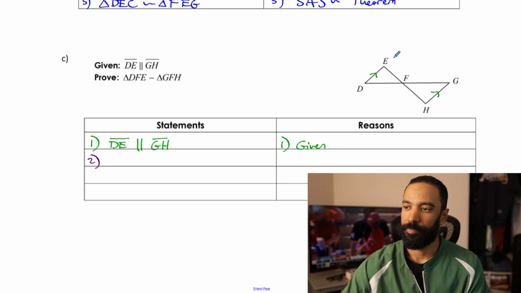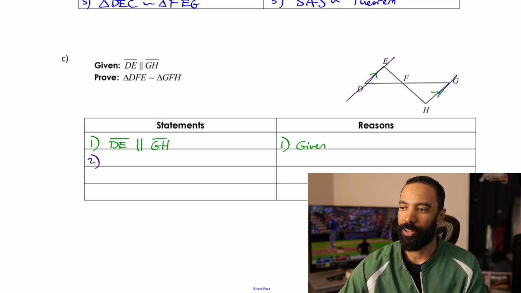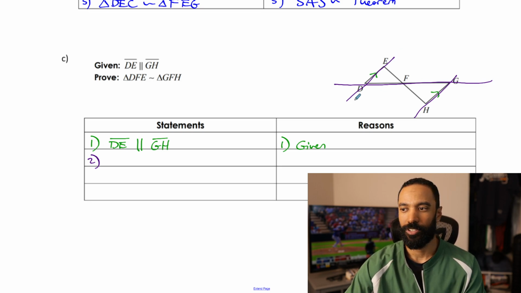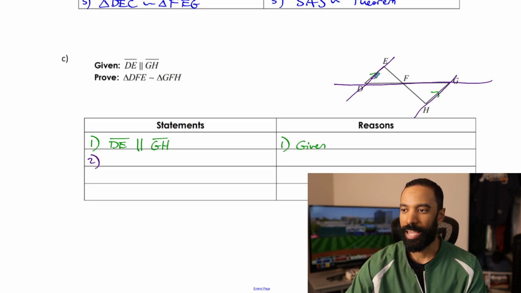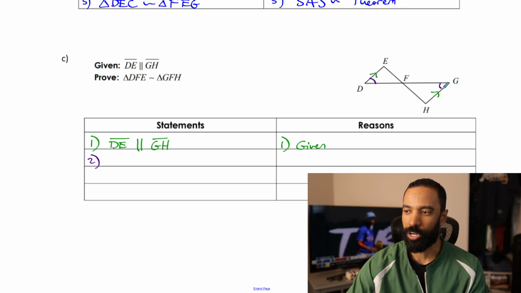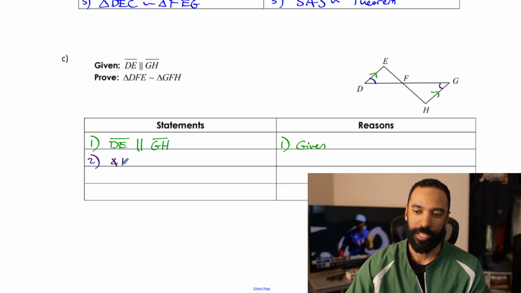before I mark it, I've got two parallel lines cut by a transversal. You see that? Look at the purple, ignore everything else. I've got alternate interior angles right here. I've got alternate interior angles right there. Angle D and angle G are congruent to each other. They're alternate interior angles.